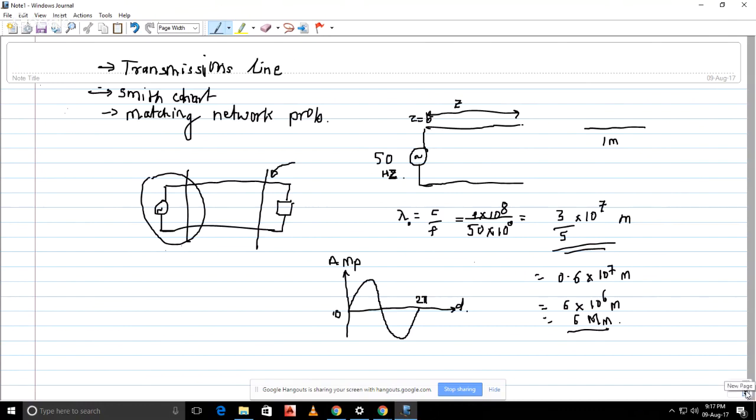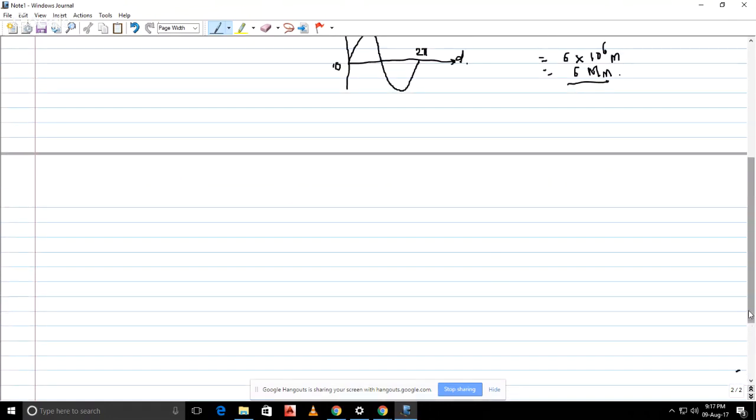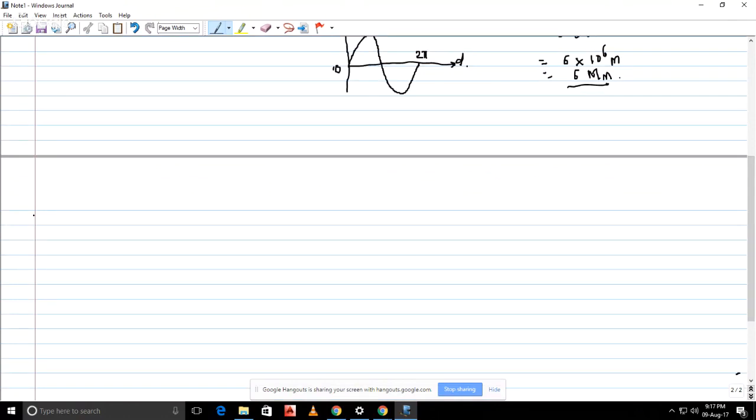Understood? So now suppose I increase the frequency. This is what my current problem is. Let's say we increase the frequency to 30 gigahertz. I'm using the number 30 gigahertz because it gives me simplicity in the calculation of lambda naught. Now lambda naught will be equal to c by f, which is 3 into 10 raised to 8 upon 30 into 10 raised to 9. Below it becomes 10 raised to 10, and going up it becomes 10 raised to minus 2, and 3 by 3 is 1.